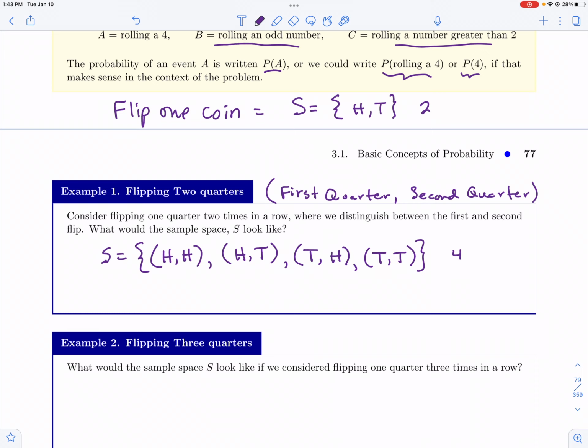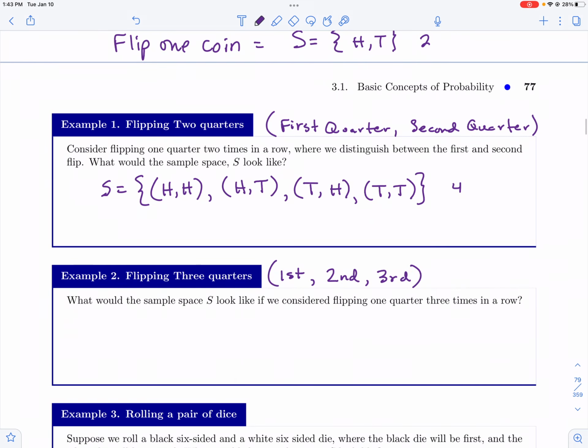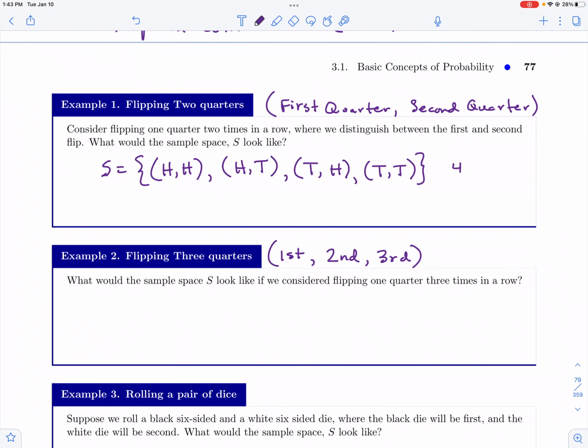So now let's go up again. Let's add a third quarter into the mix. So now, instead of having an ordered pair, we're going to have an ordered triple. So we're going to have our first quarter, second quarter, and third quarter in this case. And so again, we want to think about what the sample space would look like for this situation. With this one, I'm going to try to make sure I organize it in a nice way, and I'll talk about it as I'm going along so that you can see how I did it.